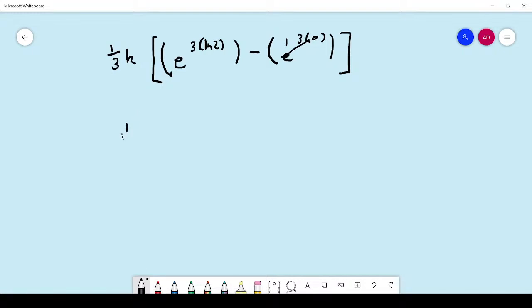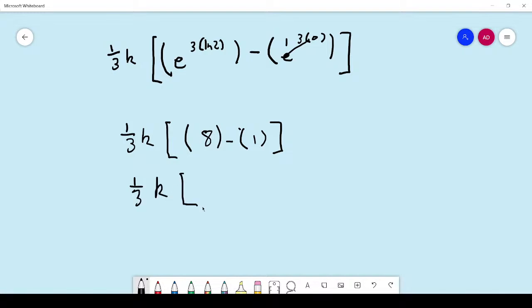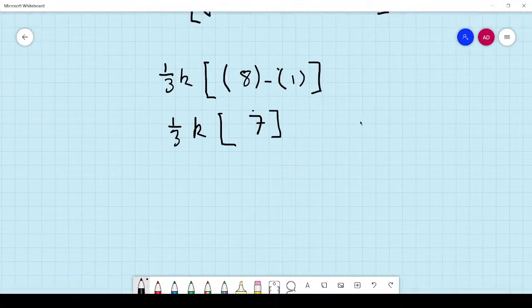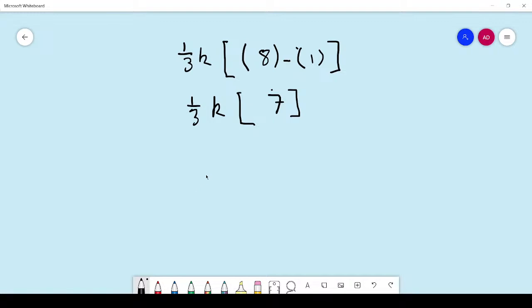So we have 1/3 k is equal to, we had 2 cubed is 8, minus 1, probably didn't need to do that, so 1/3 k is equal to 7. This is just a normal set of brackets, just square. Last thing, 1/3 times 7 is 7/3, times k, so 7/3 k.